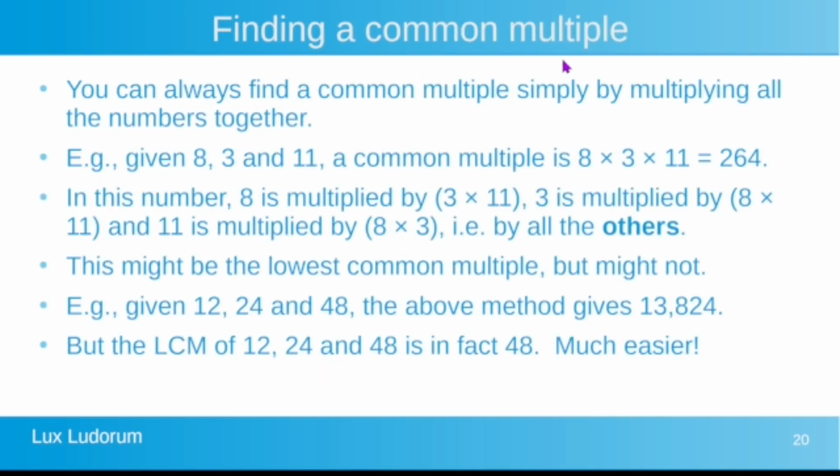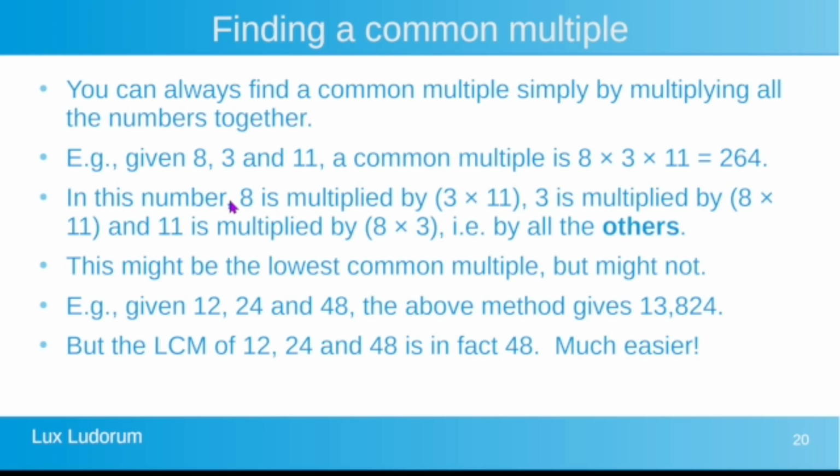Finding a common multiple for the bottom or denominator when you're adding or subtracting. You can always find a common multiple simply by multiplying all the numbers together. For example, if these were the bottoms of our fractions, one was 8, one was 3, and one was 11, we wanted a common multiple for all of these. We can find a common multiple simply by multiplying them all together. 8 times 3 times 11 is 264.